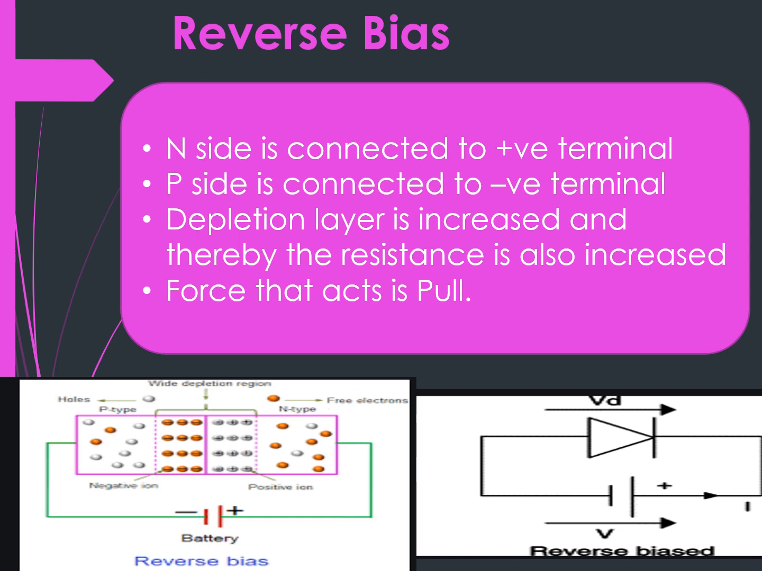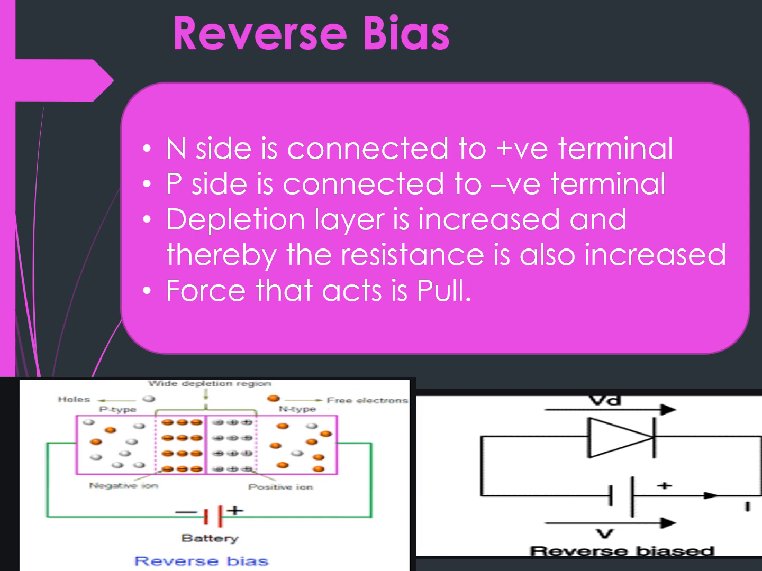The next topic is reverse bias. When a battery is connected across the junction diode with its negative terminal connected to the P side and the positive terminal connected to the N side, the majority carriers are pulled away from the junction and thereby the depletion region thickness increases.